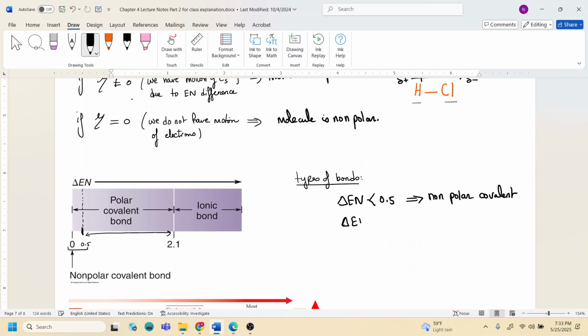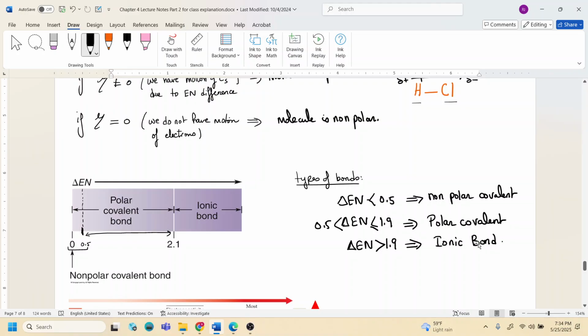And if the difference in the electronegativity is between 0.5 and less than or equal to 1.9, then we would say that the bond is going to be a polar covalent bond. And if the difference in the electronegativity is more than 1.9, then I would say that I'm working with an ionic bond. Guys, this is another way to check if you have an ionic bond or a covalent bond. But honestly, I prefer to apply the rules that I told you about the ionic bond.